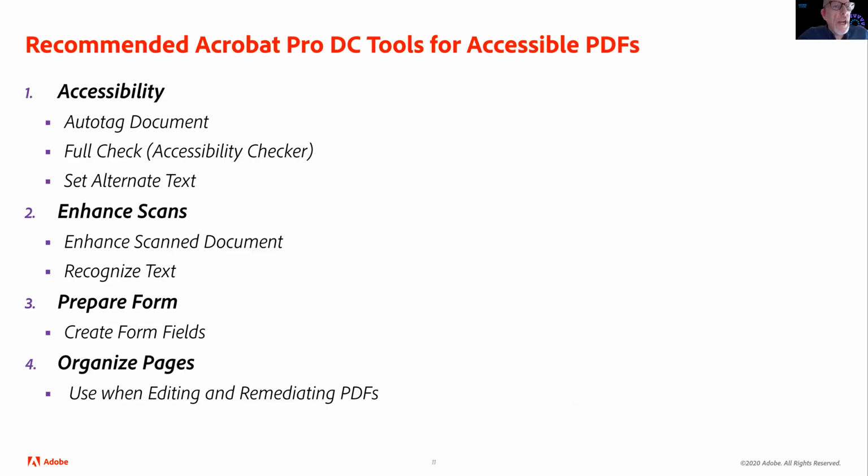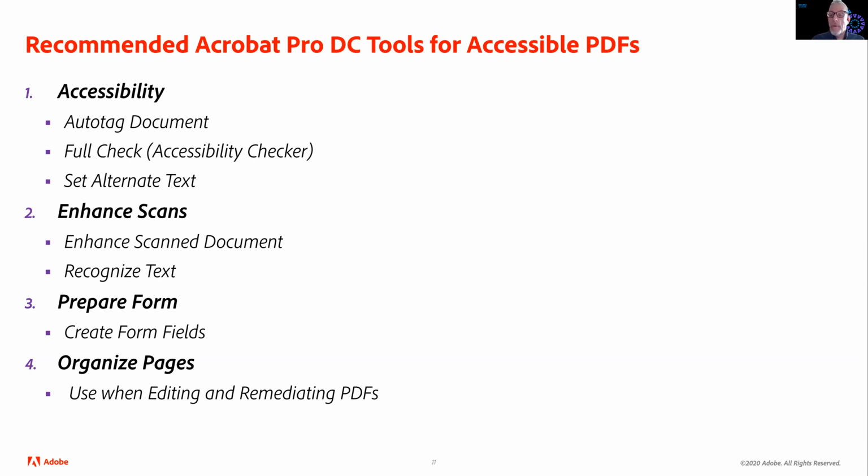There are 4 tools that I use regularly. We have our accessibility tool. You can use it to auto tag a document. You can use it to run the full check. You can use it for setting alternate text. Quite frankly, I don't use it for auto tagging or setting alternate text, because there are other ways of doing that.